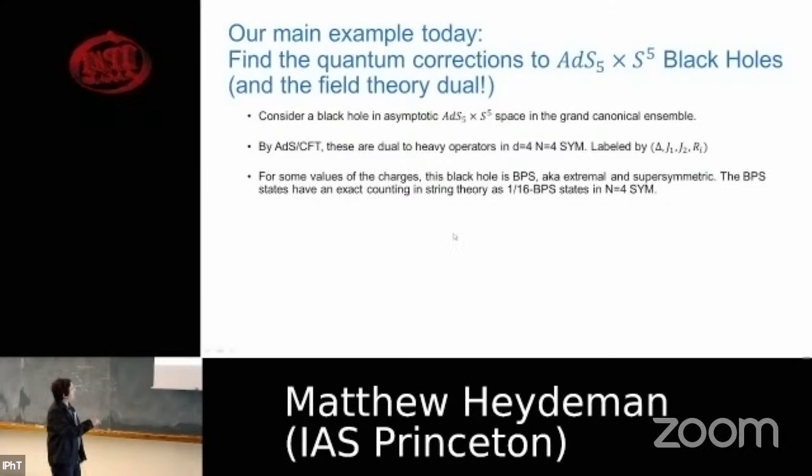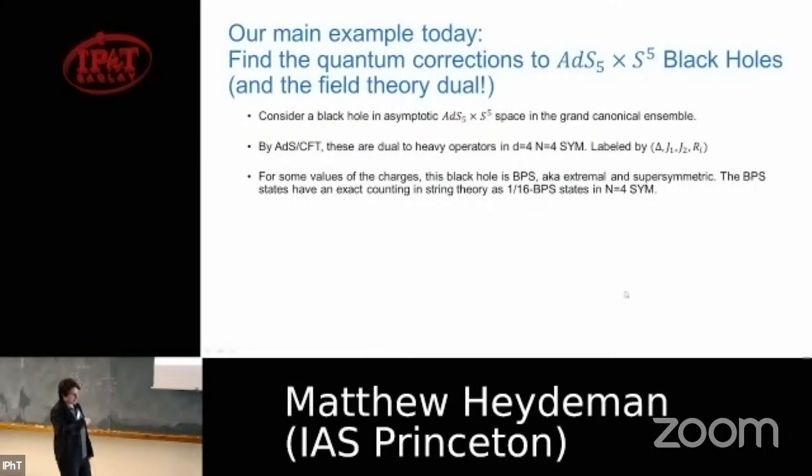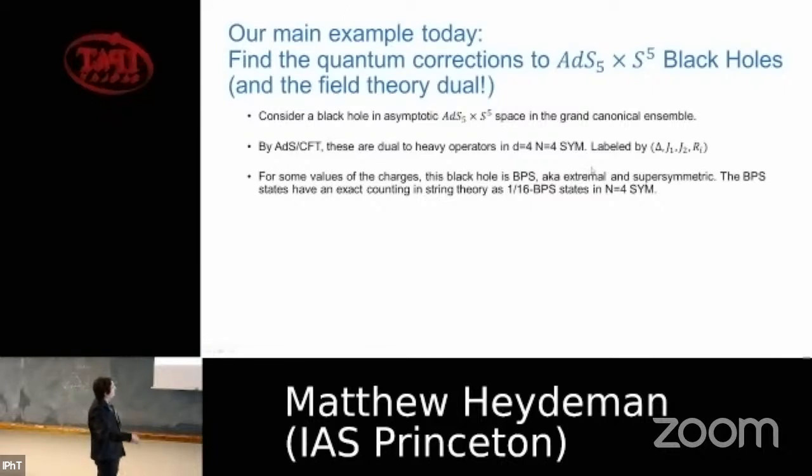So for some values of the charges, particularly charges of scale of like n squared, and obeying some constraint, the black hole is BPS, extremal, and supersymmetric. And the BPS states have an exact counting in string theory. And there are these 1/16 BPS states in the dual theory.